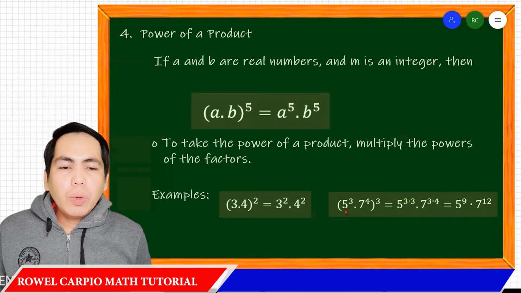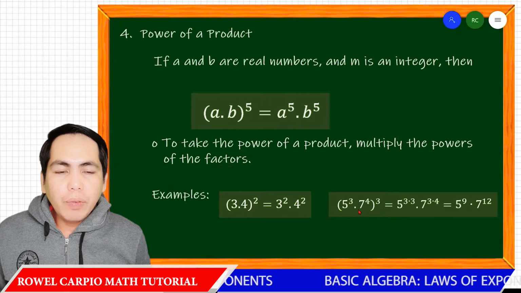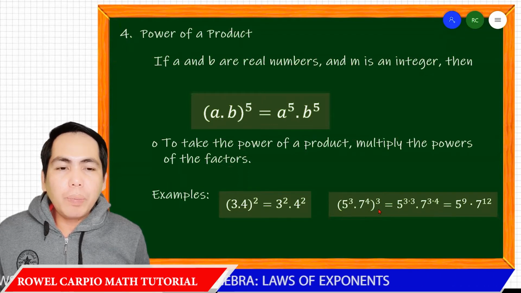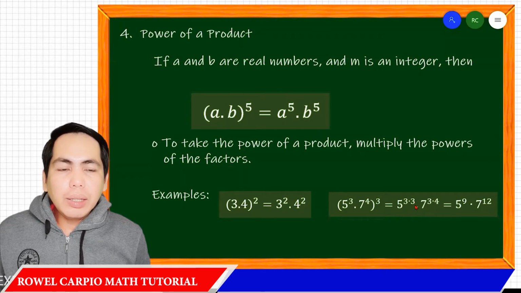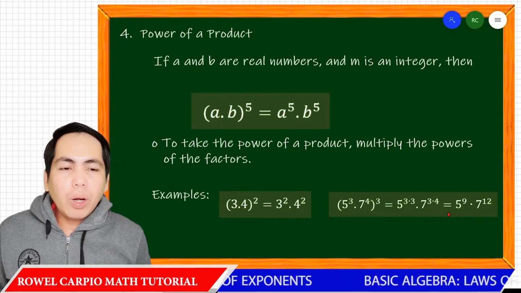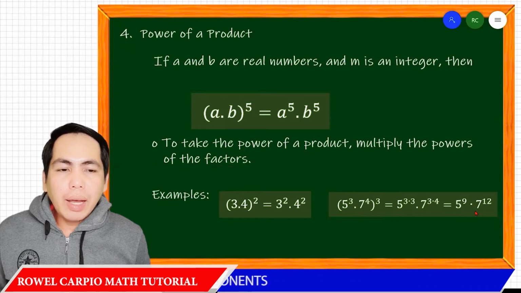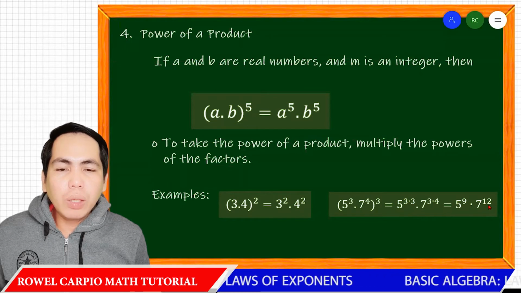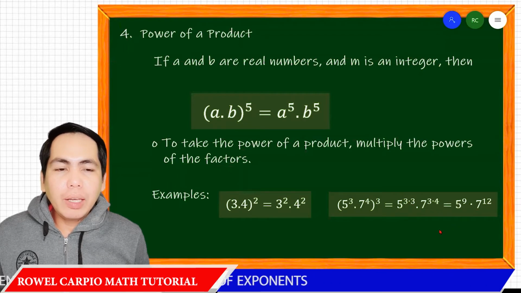Example number 2, we have here the quantity of 5 raised to the power of 3 times 7 raised to the power of 4, all raised to the power of 3. That is equivalent to 5 raised to the power of 3 times 3 times 7 raised to the power of 3 times 4, which is equivalent to 5 raised to the power of 9 times 7 raised to the power of 12. Since 3 times 3 is equal to 9 and 3 times 4 is equal to 12, that's why the exponents are 9 and 12 respectively.